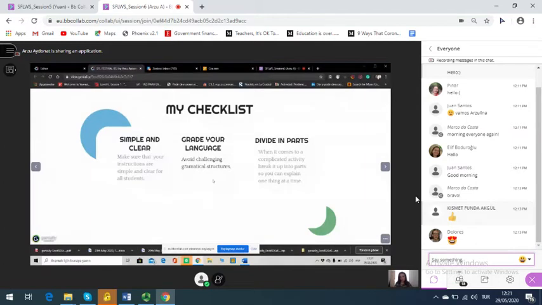And the third one, I think this is one of the most important: divide in parts, so step by step. When it comes to a complicated activity, it's very helpful. Break it up into parts so you can explain one thing at a time, and they can have all the information in their mind. So we have to go step by step. It helps a lot in my class, boys. I think it's important.